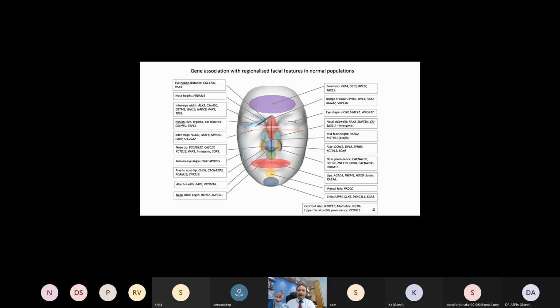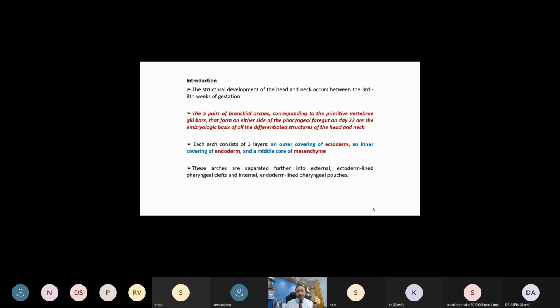Every factor, if it is not directly damaging the embryo, will act through affecting some function of a gene. That gene may be coding for something, or it may be regulating other genes. Not going into much detail of genetic regulation, just to introduce it, the structural development of head and neck occurs between the 3rd and 8th week, or up to the 12th week.